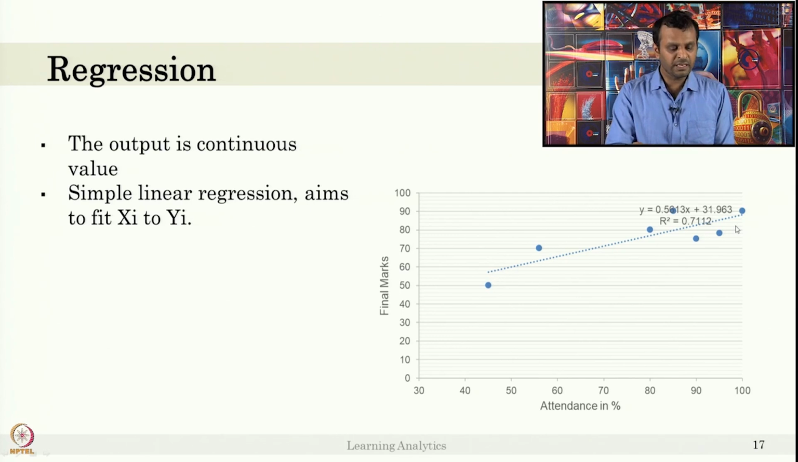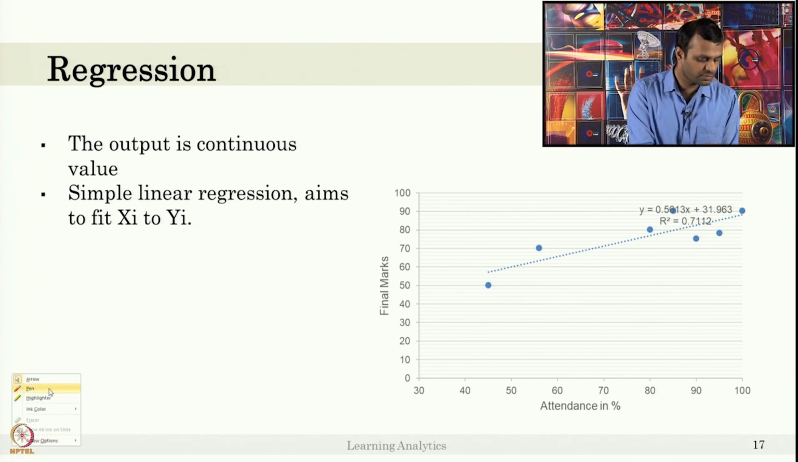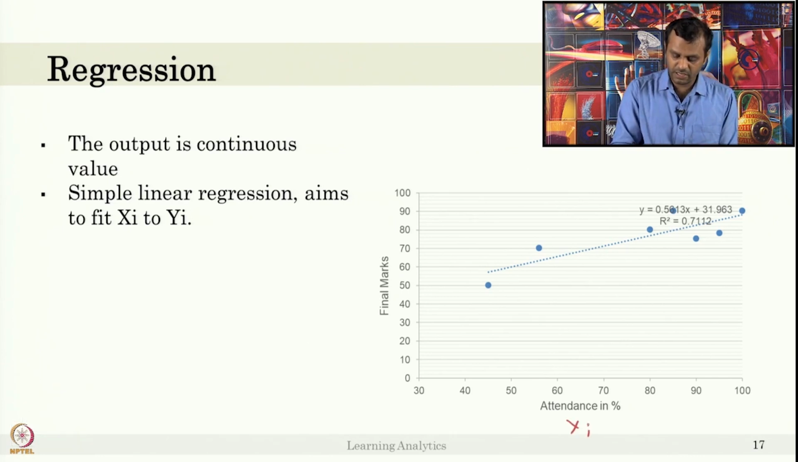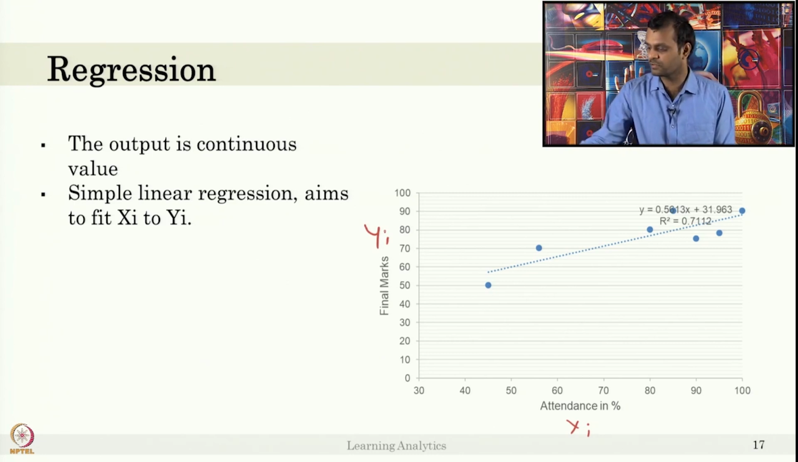So simple linear regression aims to fit these two, like x1 to y1. For example, I'll just go here. So this is xi, this is yi. It's trying to fit the linear relation between these two. It assumes that there's a linear relation between these two variables.